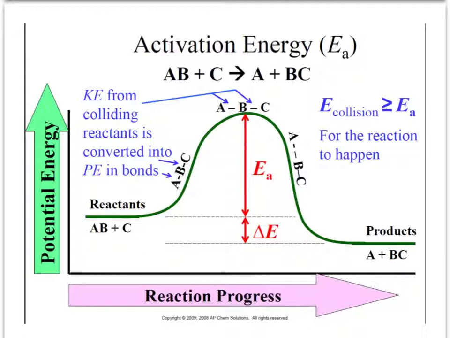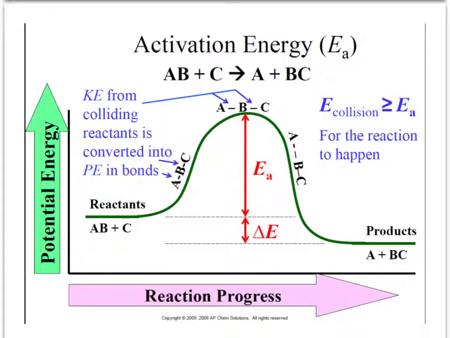In order for the reaction to occur, the activation energy, so the amount of energy required to cause this reaction, has to be less than the energy of the collision. So the energy of the collision has to be greater than the activation energy. So the energy at which these two hit has to be greater than this amount of energy right here.